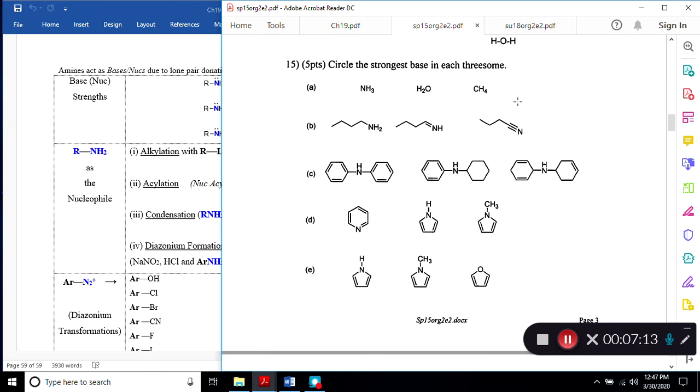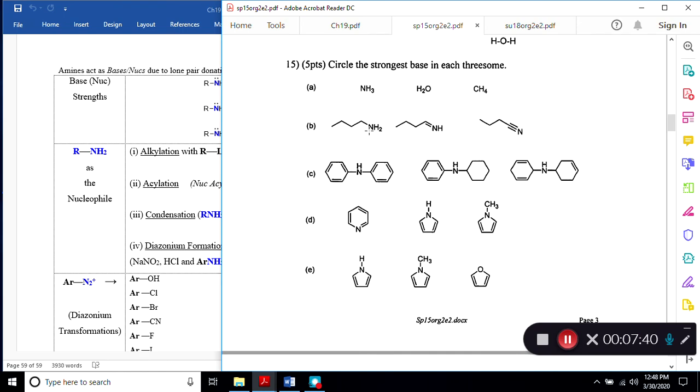for something to be a base, it has to have a lone pair, has to have 2 electrons to donate. So methane does not have a lone pair. We then have to decide between the lone pair on the nitrogen or the lone pairs on the oxygen. We just said that nitrogens are more basic than oxygens, so that lone pair on the nitrogen in A makes it the most basic.